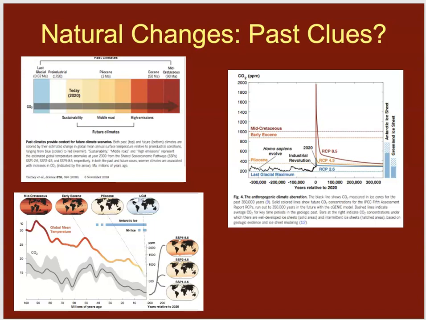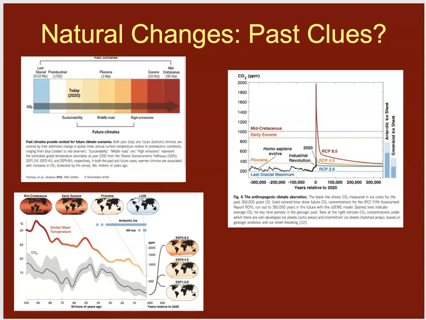In the upper left, you can get at the idea of temperature of different past climates. The last glacial period was much colder. The pre-industrial period was colder than today. Then today and the Pleistocene, a kind of middle-of-the-road perspective, and the Eocene and the mid-Cretaceous, much warmer.